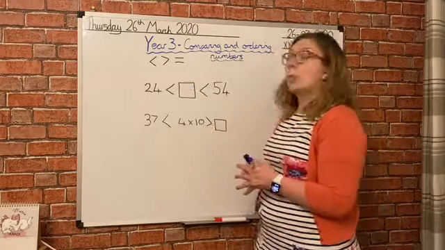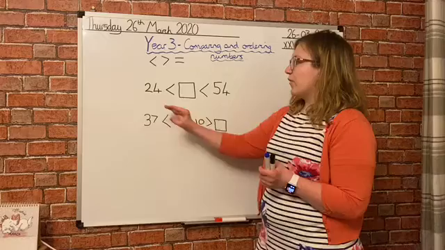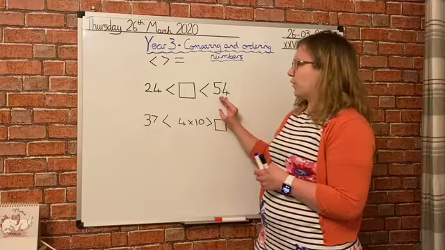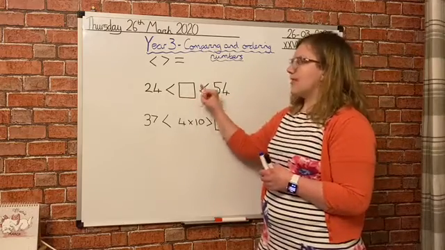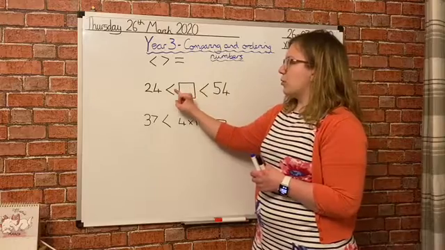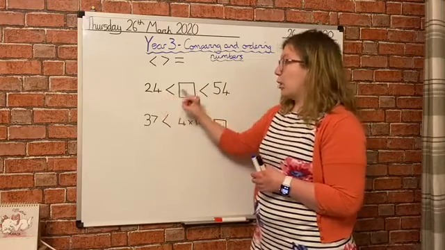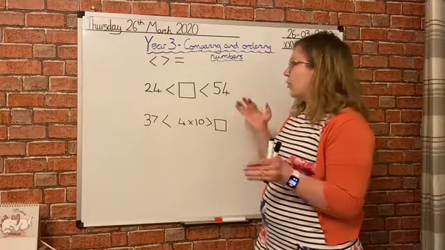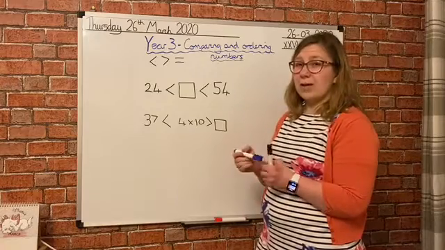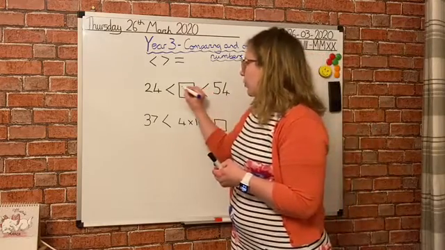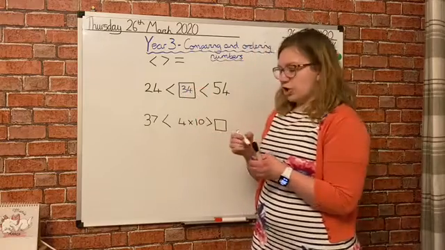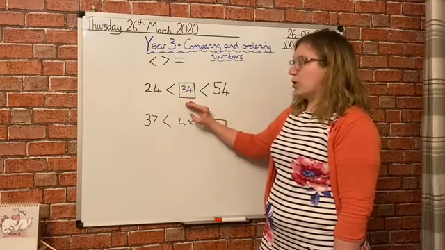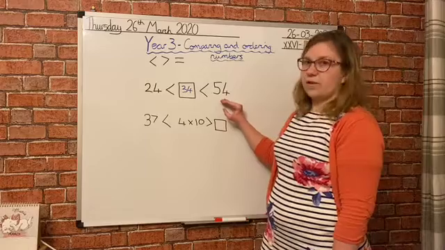So now we're moving on to some more complicated sequences or equations. We've got 24 is smaller than something, which is smaller than 54. So I need to think about what number will go into this box here. This number needs to be bigger than, greater than 24, but it also needs to be smaller than 54. So I need a number that is between 24 and 54. I can try through trial and error. I think I'm going to go for 34. Just read my equation again and check. 24 is smaller than 34, which is smaller than 54.